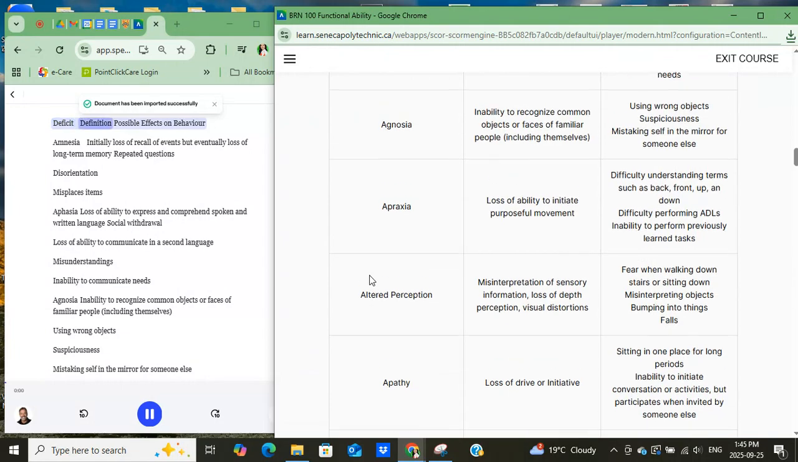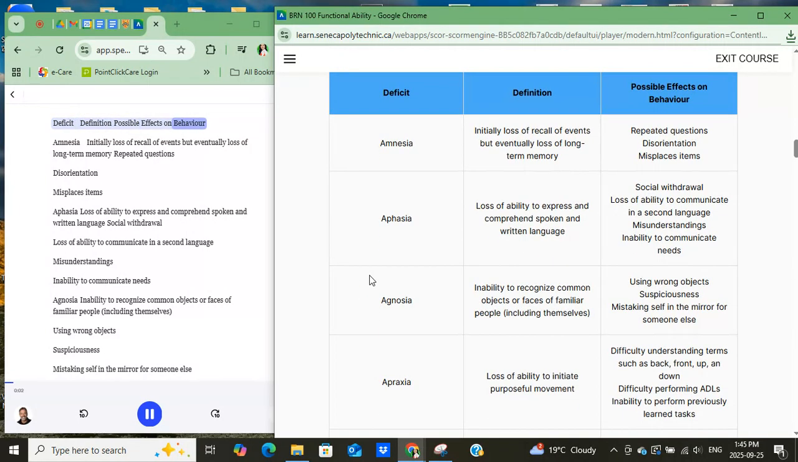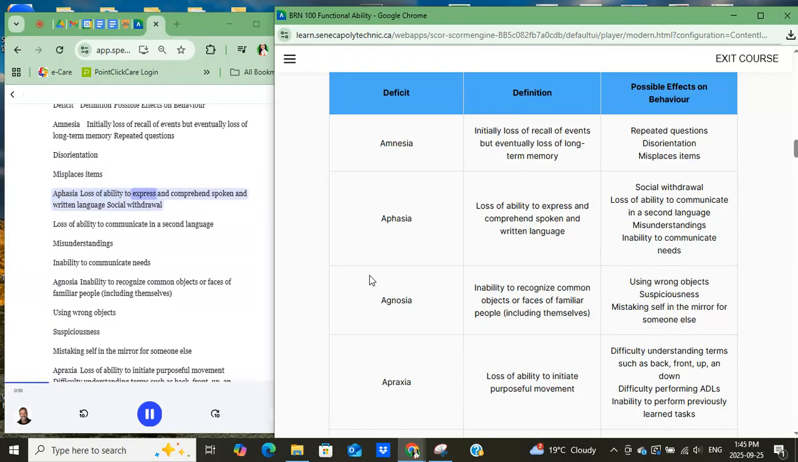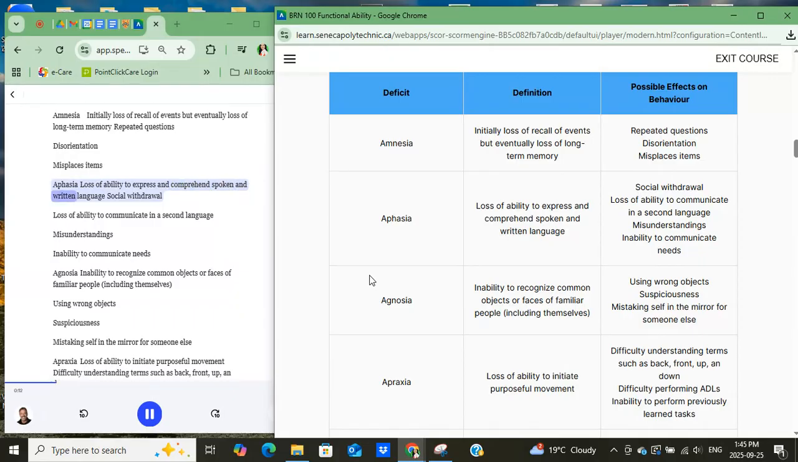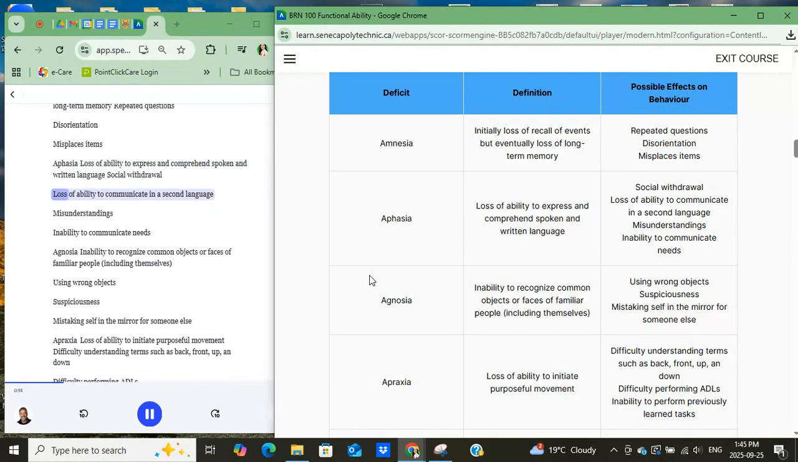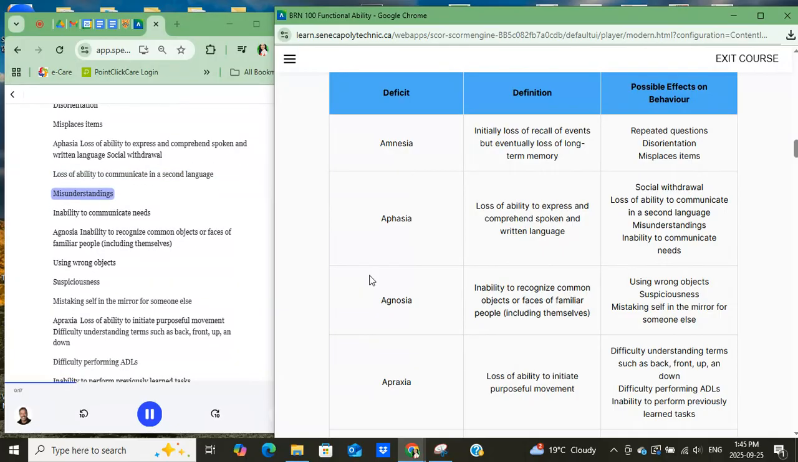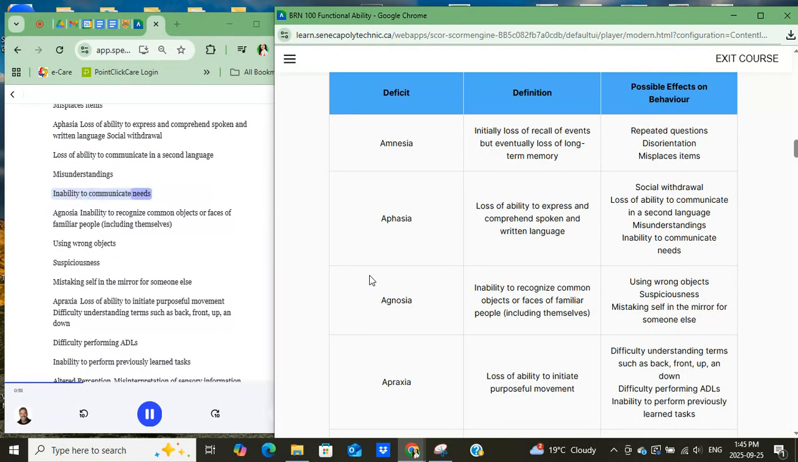Deficit, definition, possible effects on behavior. Amnesia: initially loss of recall of events, but eventually loss of long-term memory; repeated questions, disorientation, misplaces items. Aphasia: loss of ability to express and comprehend spoken and written language; social withdrawal, loss of ability to communicate in a second language, misunderstandings, inability to communicate needs.